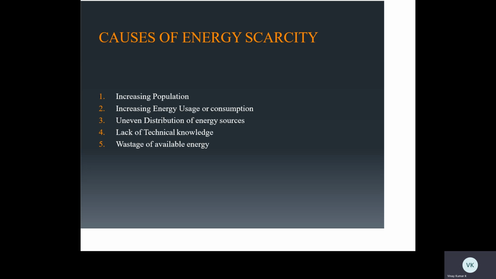And the next thing is the wastage of available energy. How we are wasting most of our available energy. Just have a look at that. A few years back, there were fewer solar panels and windmills. But as technology changes and technical persons' skills are extended, we can see that wastage of available energy is minimized now. So these are some main causes of energy scarcity.